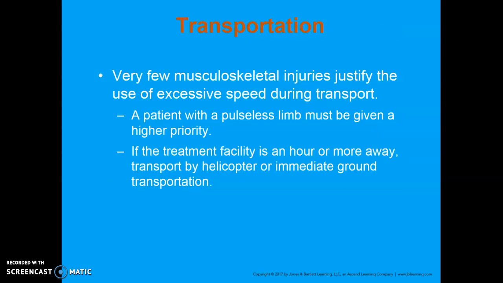Very few musculoskeletal injuries are going to require you to drive lights and sirens back to the hospital. Once you have applied a dressing and a splint, your limbs are pretty much going to be stable. A patient with a pulseless limb definitely needs to be given a higher priority because the chances of long-term complications are much higher. If your treatment facility is an hour or more away, a patient with a pulseless limb should be transported by helicopter or immediate ground as quickly as possible. We're not going to be playing around on scene with these.